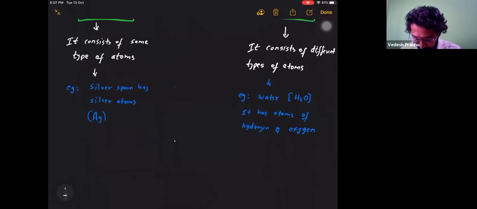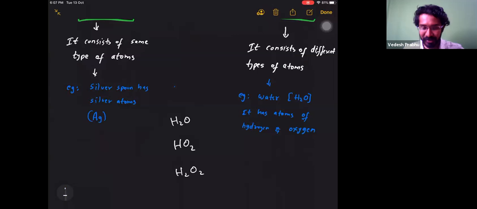But why not HO2? Why only H2O? Why not H2O2? What do you think? Which is the correct formula? We always write water as H2O, and we have a reason and an explanation for that.